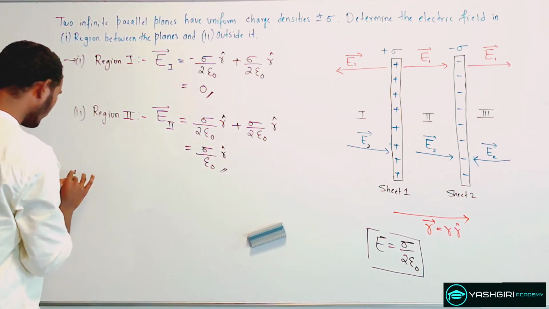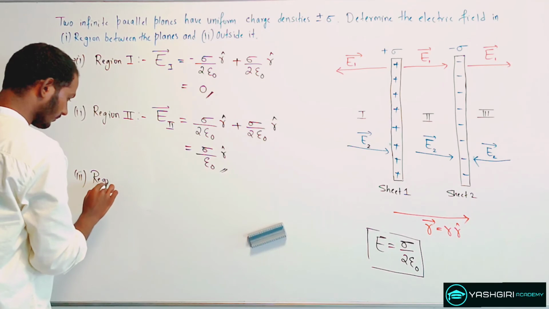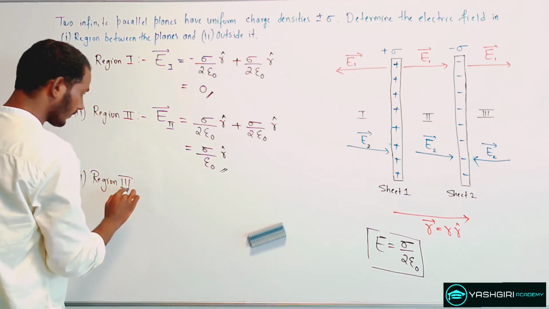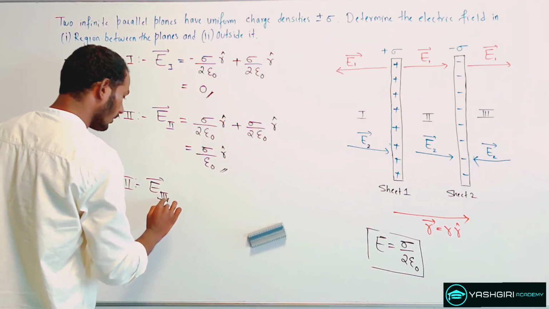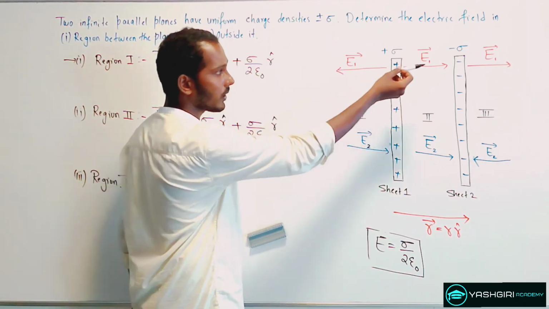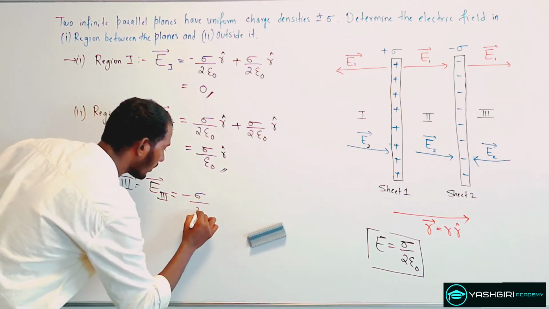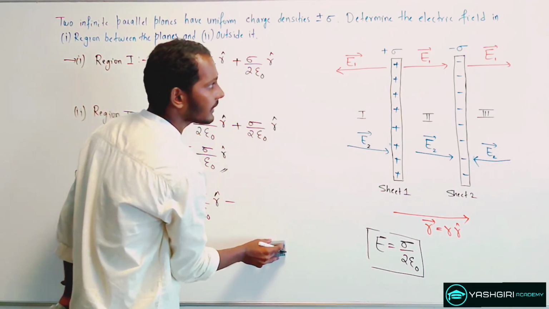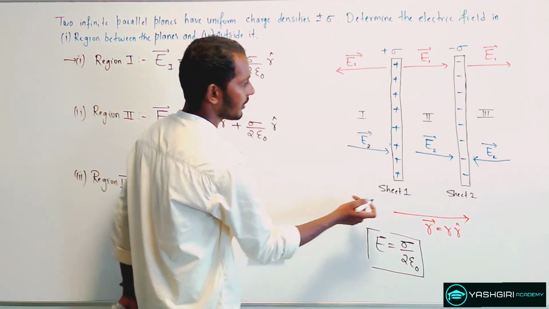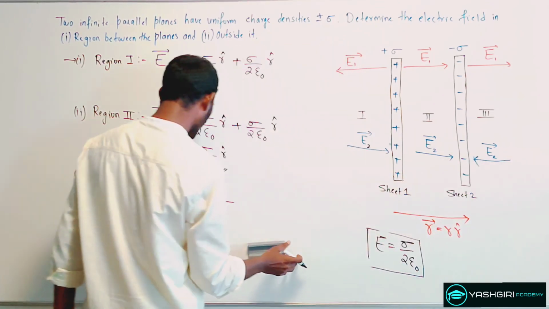And for the third region, in region 3, the vector E in region 3 will be equal to what? E1 is towards the right, so it will be minus sigma upon twice epsilon naught into r cap. Here this is exactly opposite, and that will be my minus.